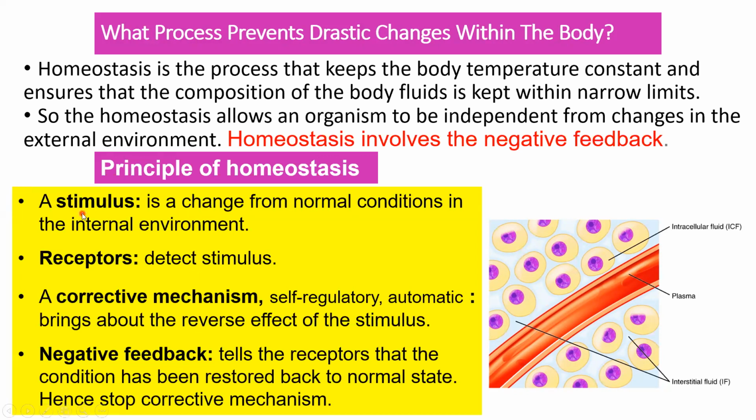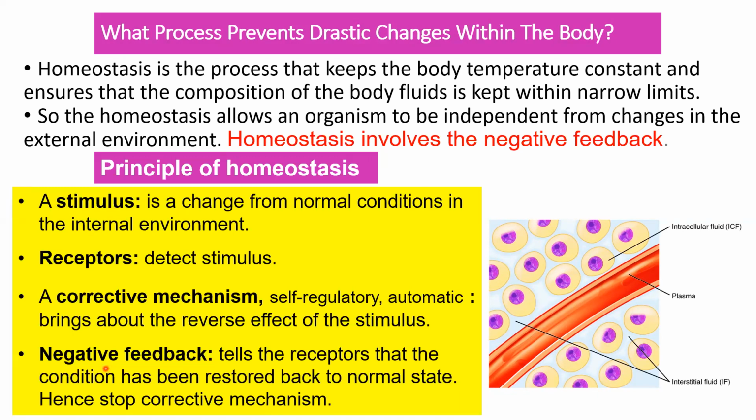For homeostasis, you will require a stimulus. A stimulus is any change in the environmental condition, either internal or external. In the case of homeostasis, definitely that will be the internal change. There will be receptors which are going to detect that particular stimulus. There will be a corrective mechanism which will take the condition towards the normal, or towards the set point.